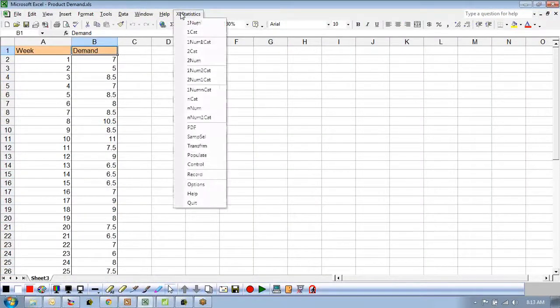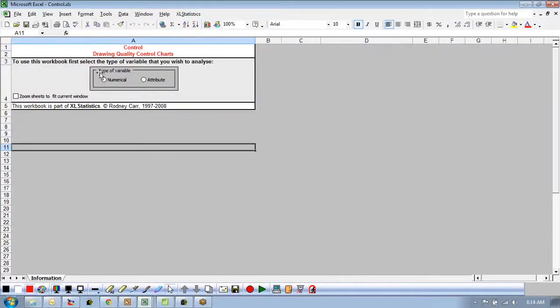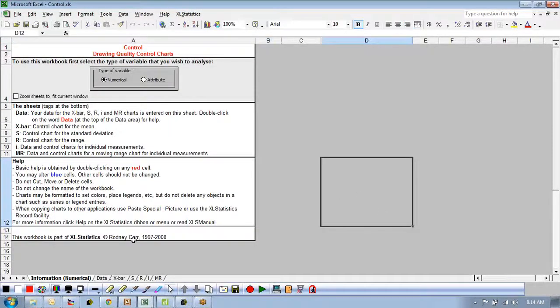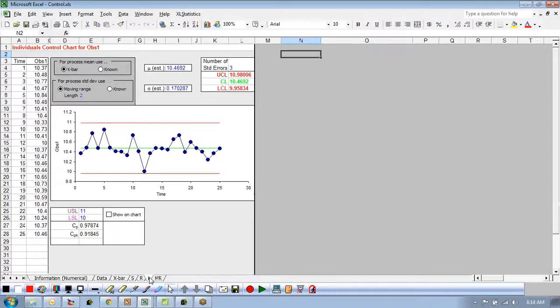Let's take a look at it. Here's how we do a control chart in Excel statistics. First of all, you have to go to control first. Okay, open up the control worksheet. Click on numerical. We're looking at numbers data. And there's our little eye chart you see down there on that tab.